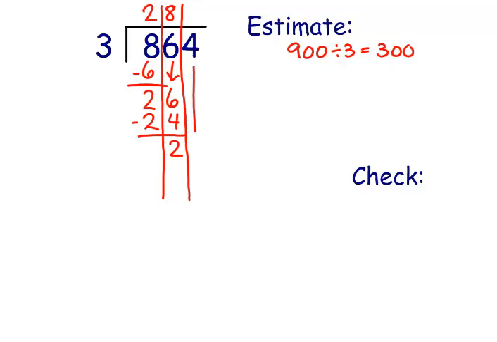And bring the 4 down. 3 goes into 24 8 times. And 8 times 3 is 24. And in this one we have no remainder. Well, 288 is close to 300. So let's check it and make sure that we did our division correctly.